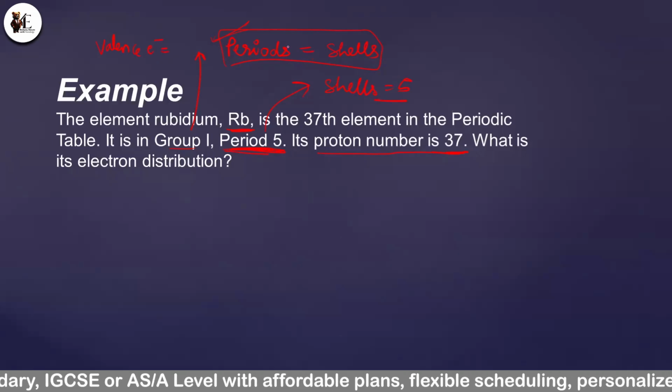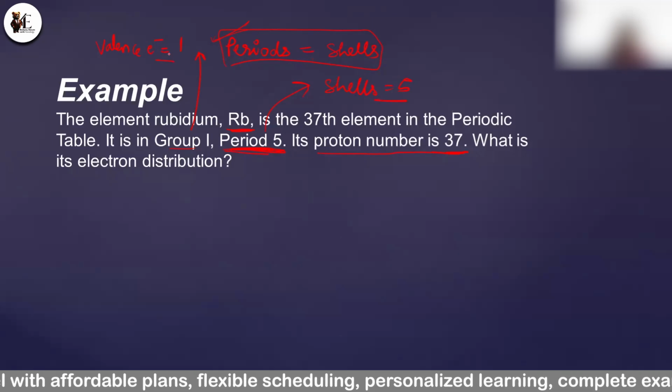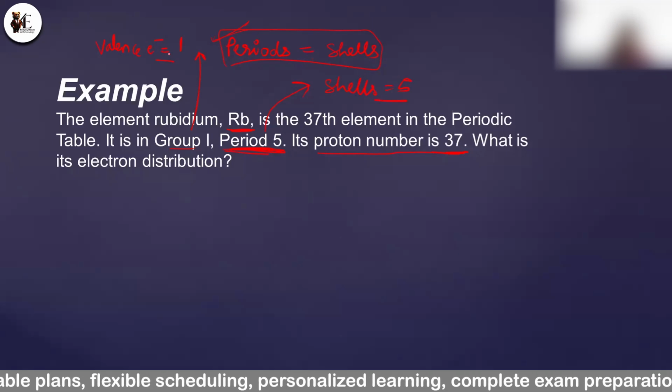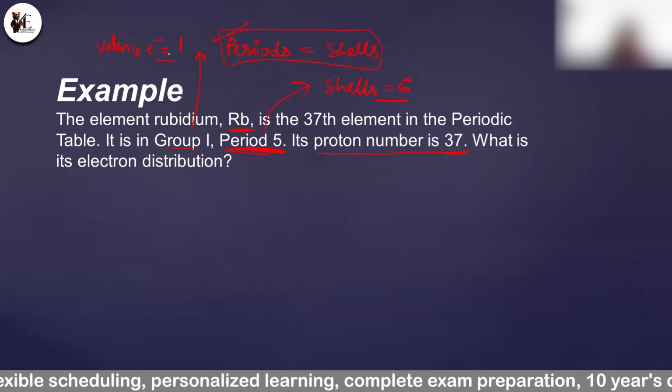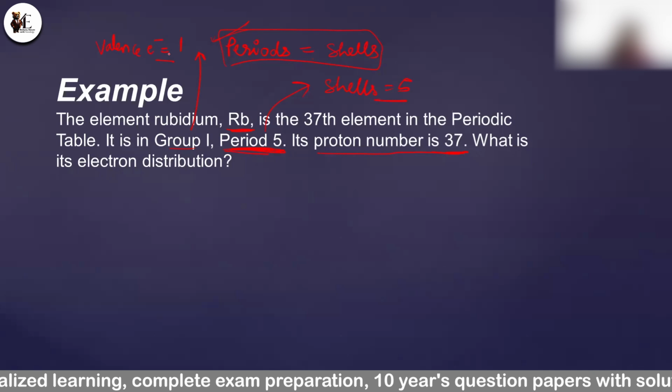So this is the significance of periods and group number. If the period number is 5, the number of shells is 5. If the period number is 4, the number of shells is 4. And what about group 1? Group 1 means that the valence electron is 1.